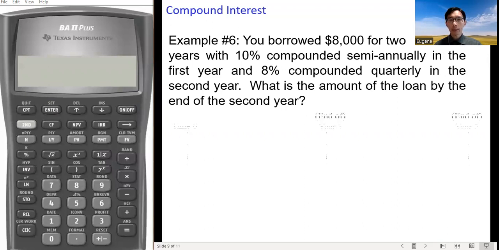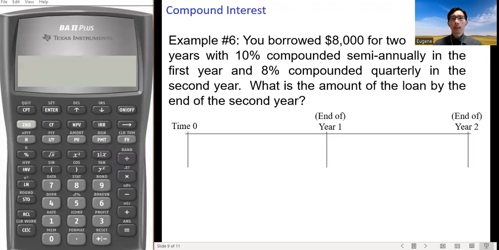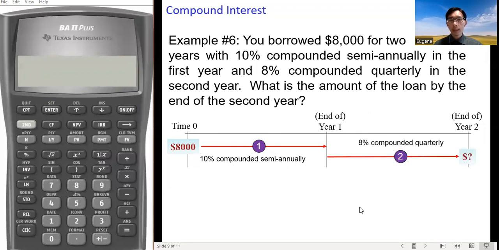Let's construct a timeline to illustrate the money flow in the example. At time 0, you borrowed $8,000. And then in the first year, the interest rate is 10% compounded semi-annually. This is the first time segment. And then in the second year, starting from the end of year 1 to the end of year 2, the interest rate is 8% compounded quarterly.